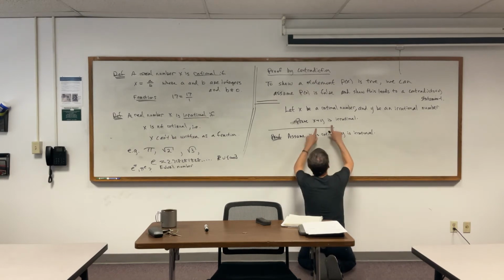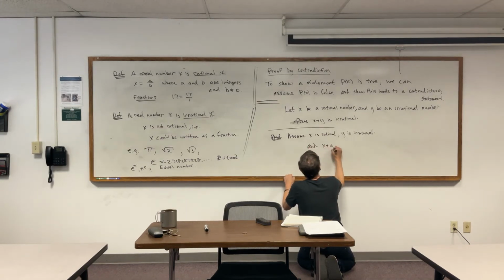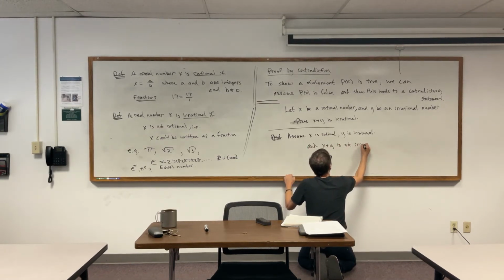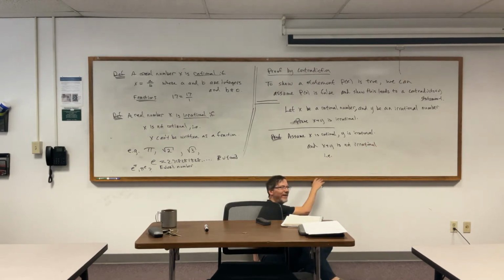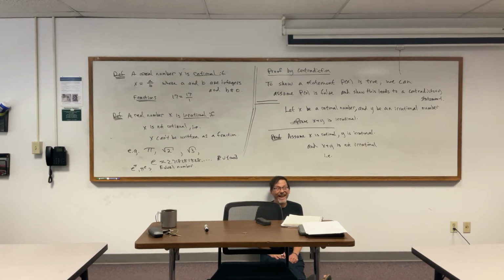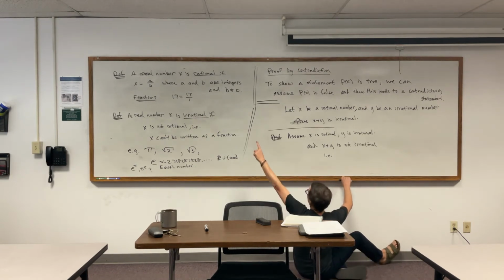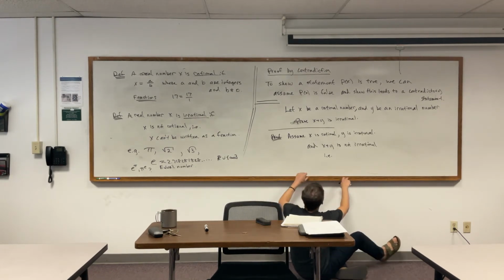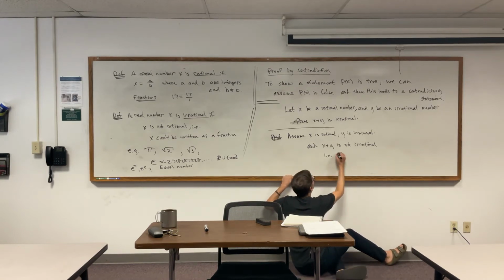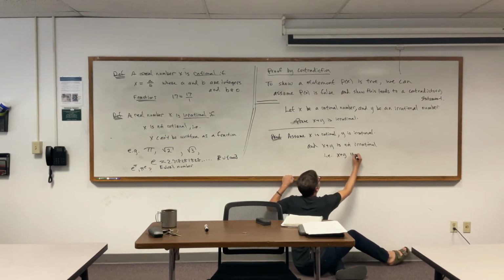So what is the opposite of this? How can I say the opposite of this? And x plus y is not irrational. What does it mean to be not irrational in simpler terms? Rational, yeah, exactly. Every number is rational or irrational. You either can be written as a fraction or you can't. So there are two classes of numbers, i.e., assume that x plus y is rational.